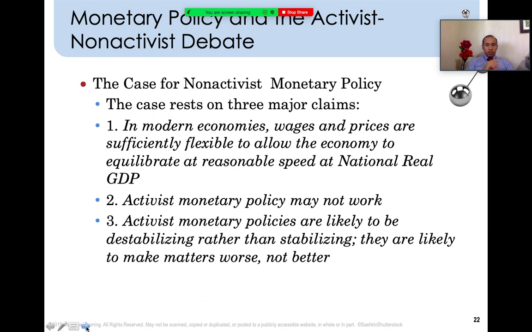So here the non-activists look at monetary policies as likely to be destabilizing rather than stabilizing or improving the economy. They're likely to make matters worse in some cases, not better. And you could argue that point number 3 makes sense. Sometimes an increase in the money supply could create liquidity traps, a lot of funds, and those funds sometimes are held by certain individual groups and do not make it to the market. And there have been cases where monetary policy could lead to potential inflation and an increase in prices in the long run, and have no change in the level of GDP. They could not influence GDP.